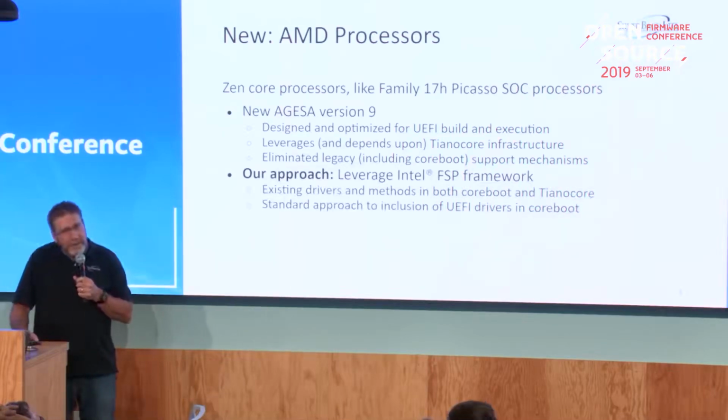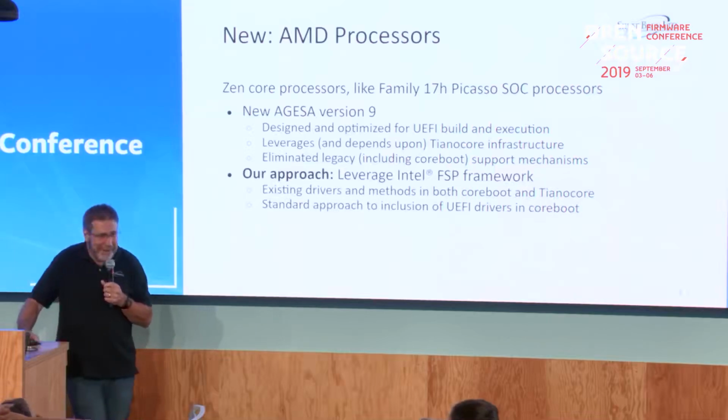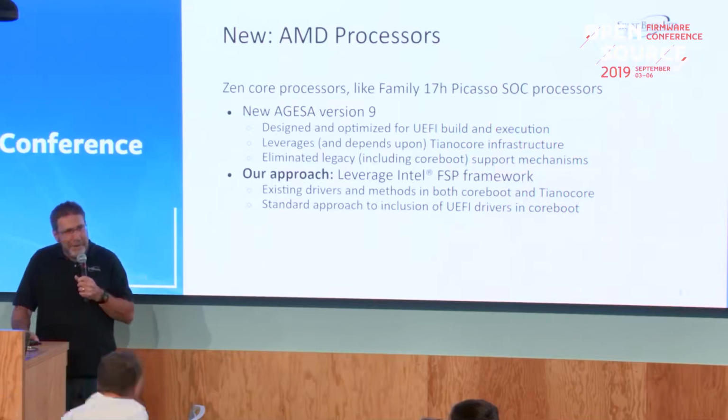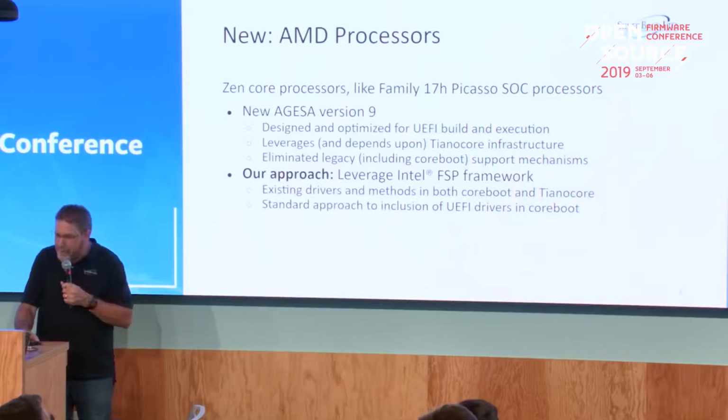When they optimized it for that, they made a lot of assumptions about Tiano Core being involved in their firmware. So we had to come up with a way to accommodate the dependencies on infrastructure that is built into Tiano Core and obviously available to anybody doing a UEFI BIOS, but not readily available to those of us in the coreboot world.